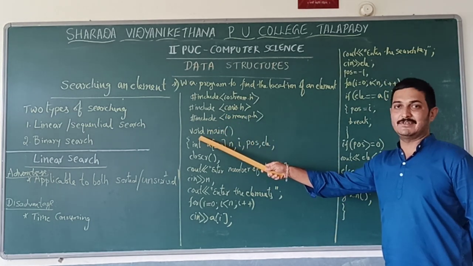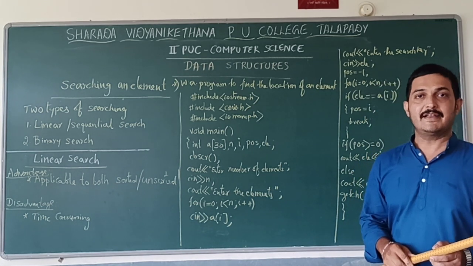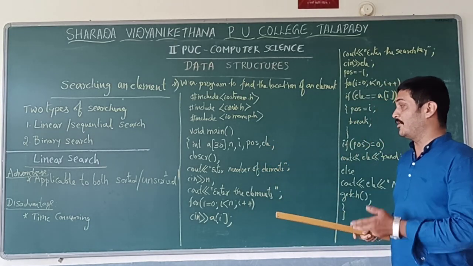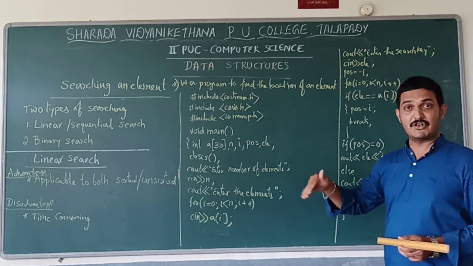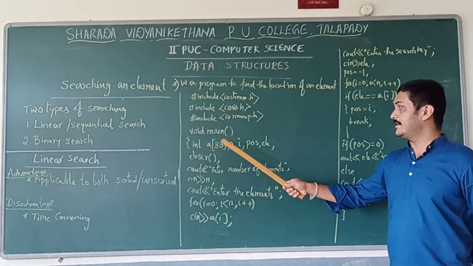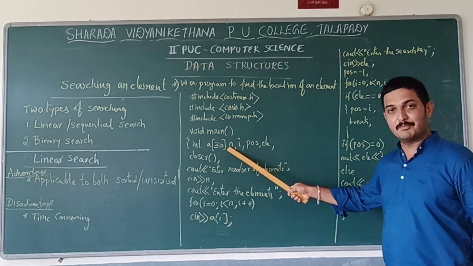So what is the purpose of using void? Void indicates that there is nothing to return. That means there is no variable or argument to pass from that function to any other function. Okay, let it be. See, int a[30], n. A[30] means array. N is the total number of elements.